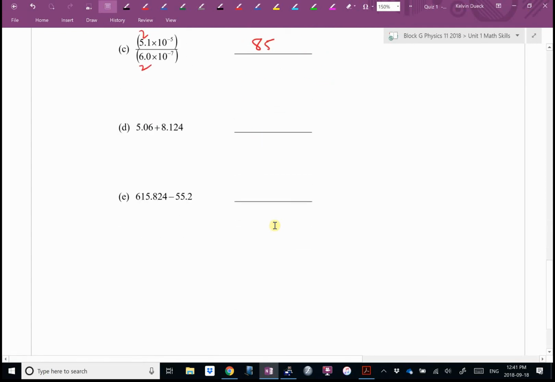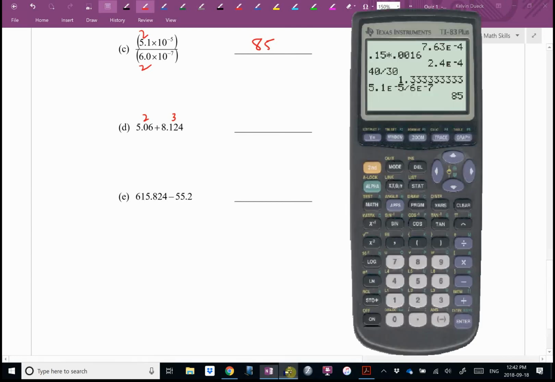Adding and subtracting has nothing to do with counting sig figs. Adding and subtracting, I count decimal places. 2 decimal places, 3 decimal places. I'm going to go to 2 decimal places. I type it in as is, 5.06 plus 8.124. How many decimal places? 2. Is that 8 going to stay an 8 or become a 9? It's going to stay an 8.